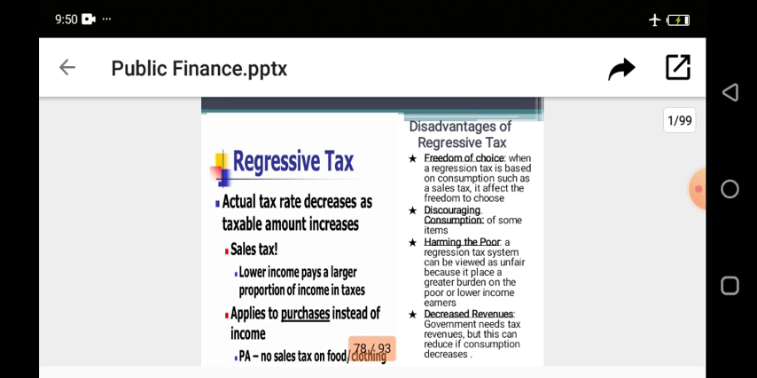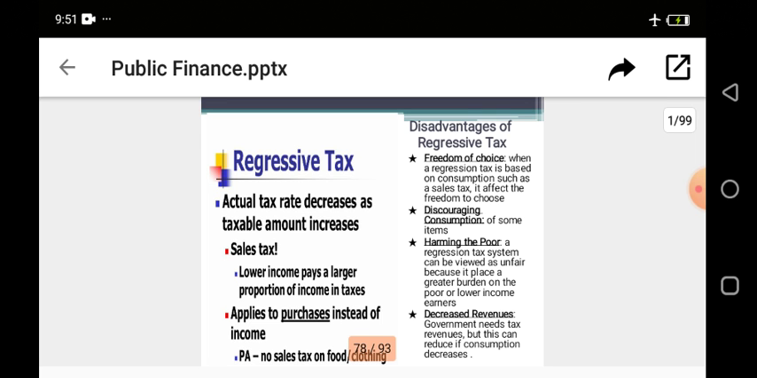So number three, harming the poor. Yes, this tax system harms the poor more than the rich, because the poor pay more than the rich. So this tax system is unfair because it places more burden on the poor and the low income earners.